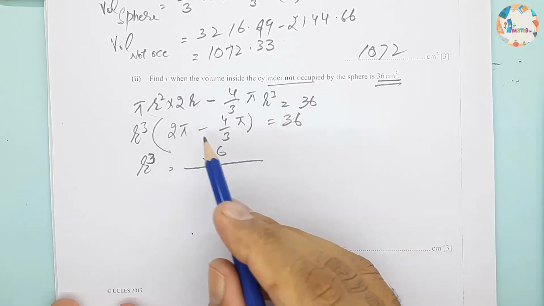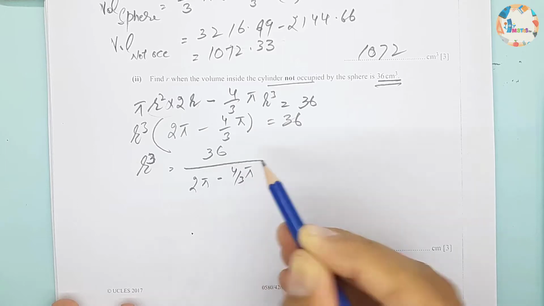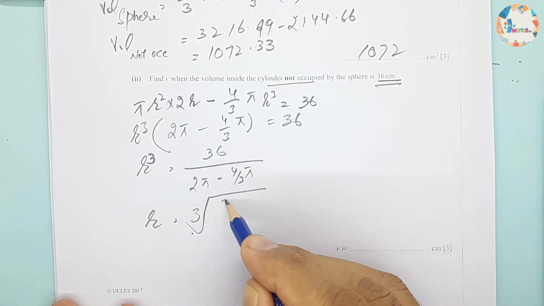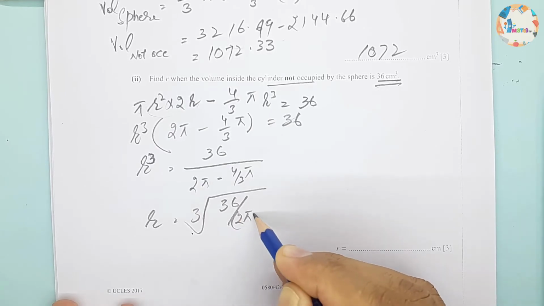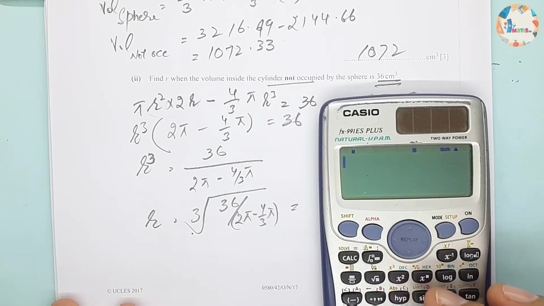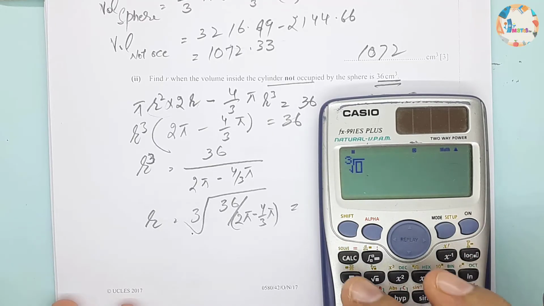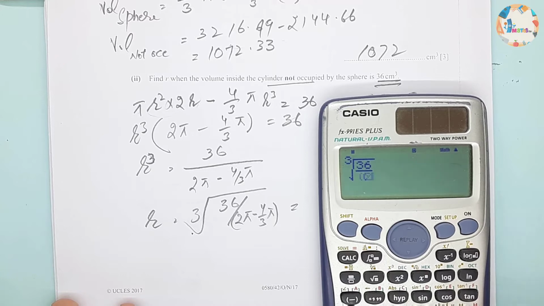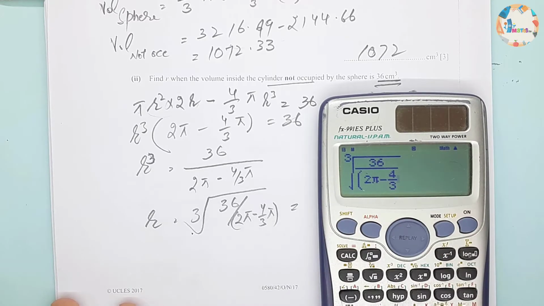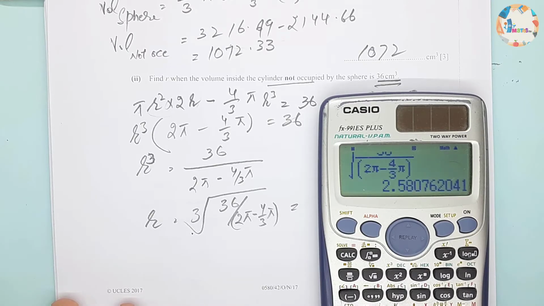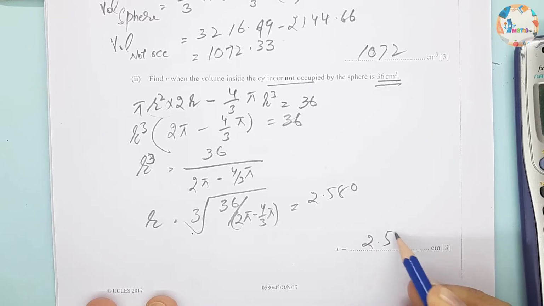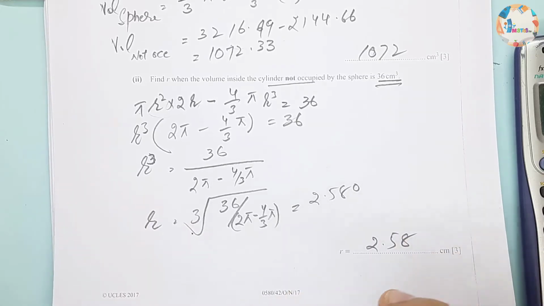36 divided by 2 pi minus 4 by 3 pi, and we can take the cube root also. R will be equal to the cube root of 36 over 2 pi minus 4 by 3 pi. We can calculate this with the help of a calculator: cube root of the fraction 36 over 2 pi minus 4 over 3 into pi, and this will be equal to 2.580. So our answer will be 2.58 centimeters.